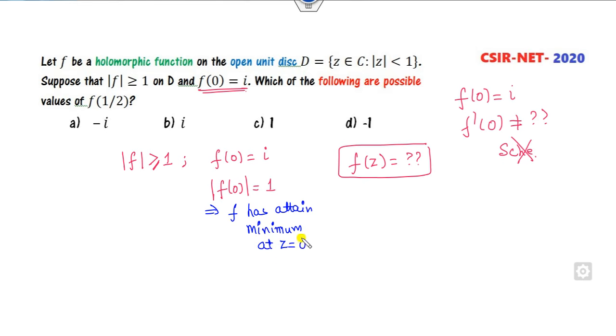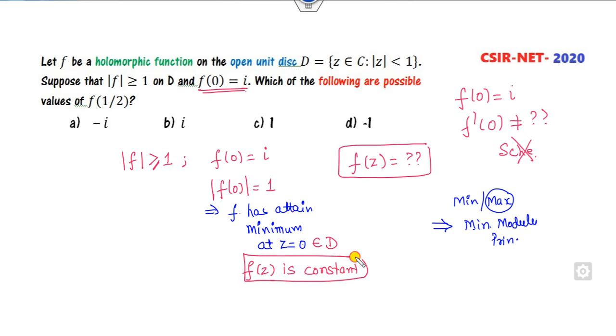So I think you can recall that whenever there is existence of the minimum or maximum, which principle will be applicable? Minimum modulus principle. If you are talking about the maximum, then the maximum modulus principle. What does the minimum or maximum modulus principle say? If f attains the minimum value at a point z0 in the domain, then the function will be constant. That is, if f attains minimum or maximum value at the point z0, which is in the domain, then the function will be constant.